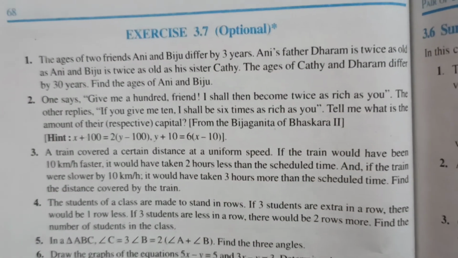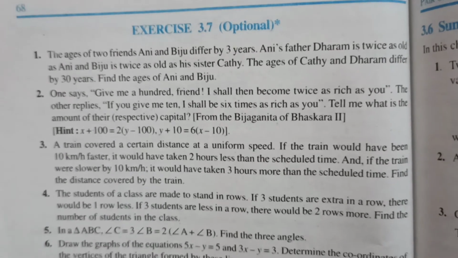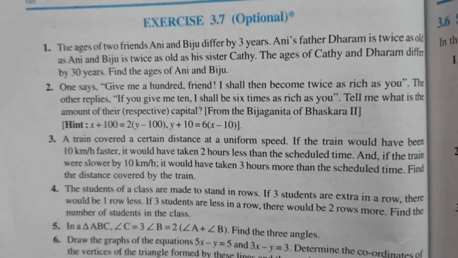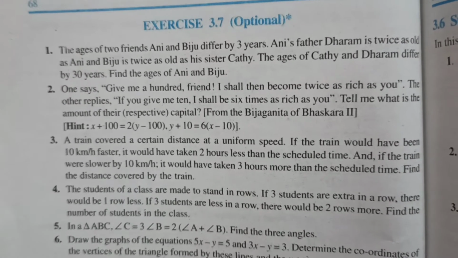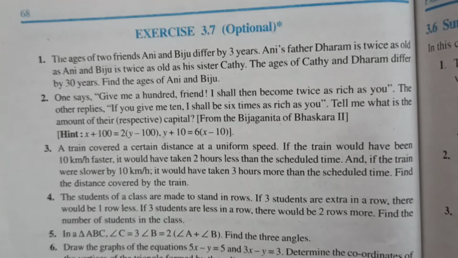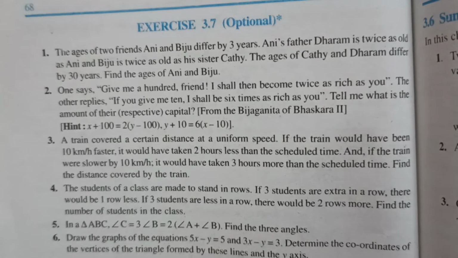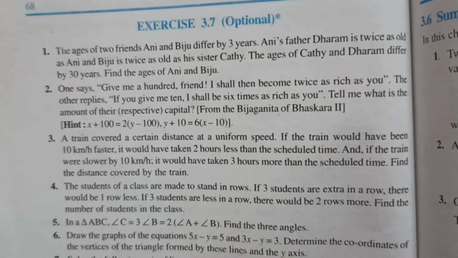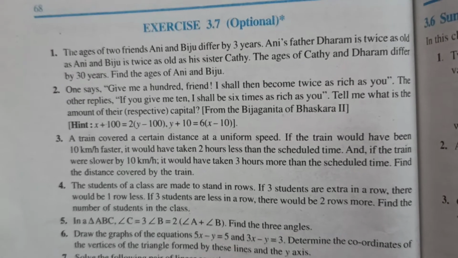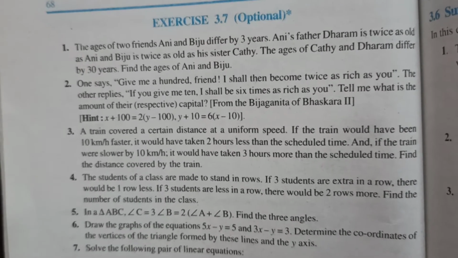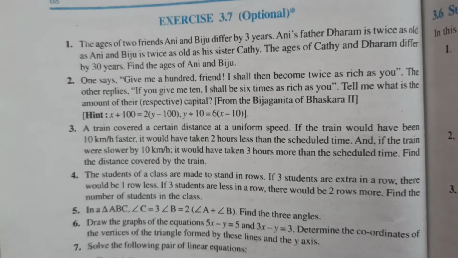Now let us see the second question. That is another different type of question. One says, give me 100 friend, I shall then become twice as rich as you. The other replies, if you give me 10, I shall be 6 times as rich as you. Tell me what is the amount of their respective capital. This is a question taken from Bhaskara 2. It is already written in the NCERT book. Now students, this is a conversation between two friends.